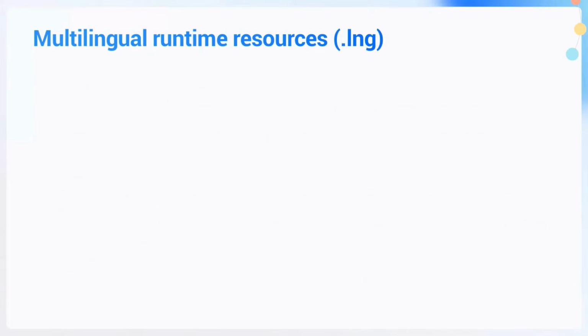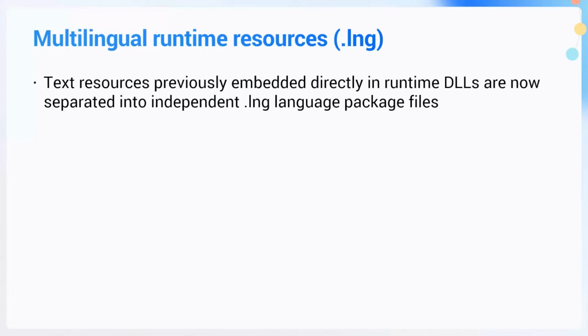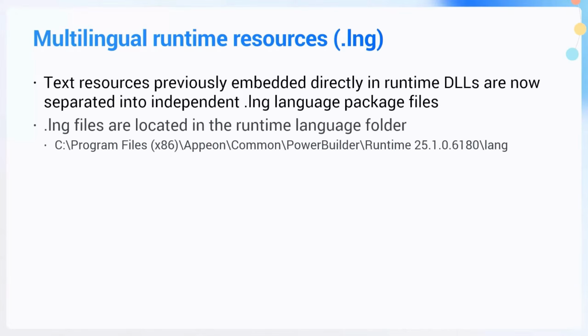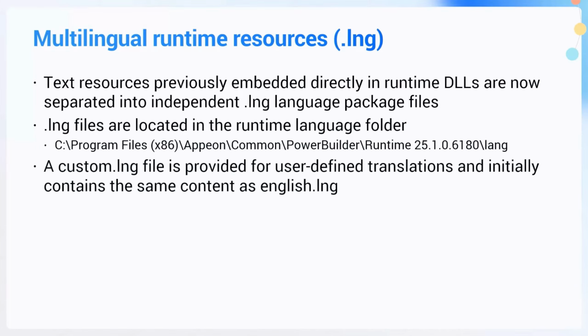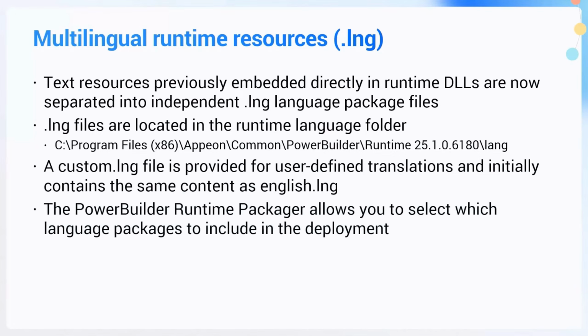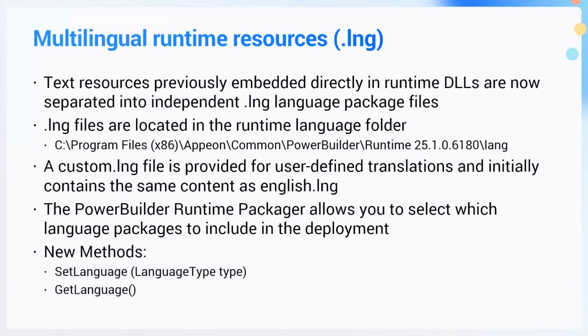There's multilingual runtime resources. So this applies to the text that comes from the runtime DLLs. That text has been separated out now into language files. The language files are located in a folder underneath the runtime. There's also a custom language folder that's provided so that if you wanted to provide alternative wording for some of the runtime text, you can do that. And then the PowerBuilder runtime packager allows you to select which of the language packages are included in the deployment. There are also new methods that are added. SetLanguage, which takes a language type enumerated parameter, and GetLanguage, which returns a language type enumerated parameter.